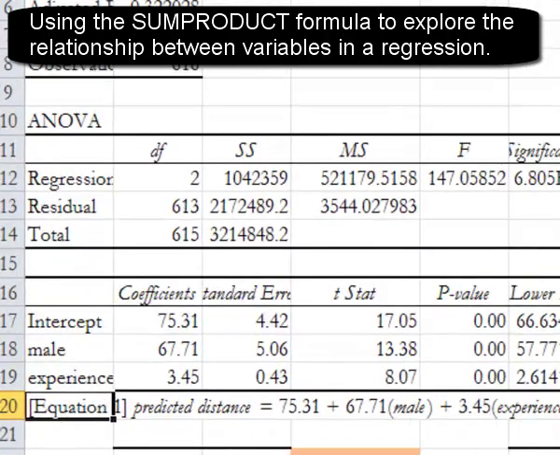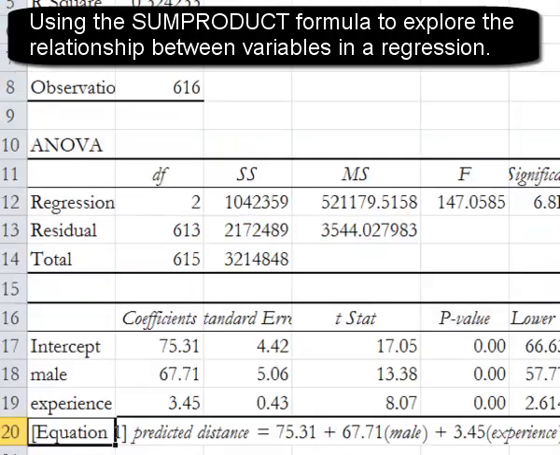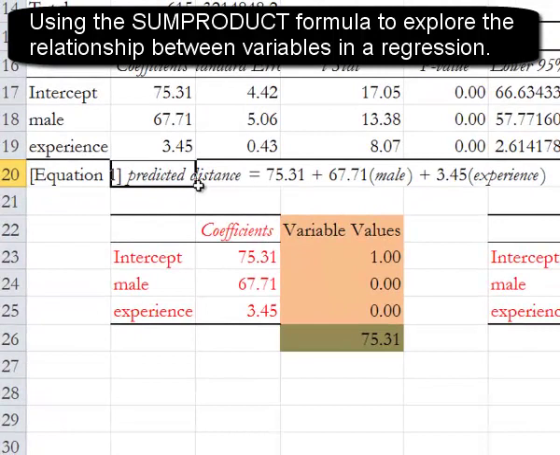This regression output is from one of my softball regressions. In particular, I'm predicting how far people can hit a softball as a function of a male dummy variable that equals 1 if male, 0 if female, and a variable for experience. Experience is the number of years the hitter has played on a softball or baseball team.